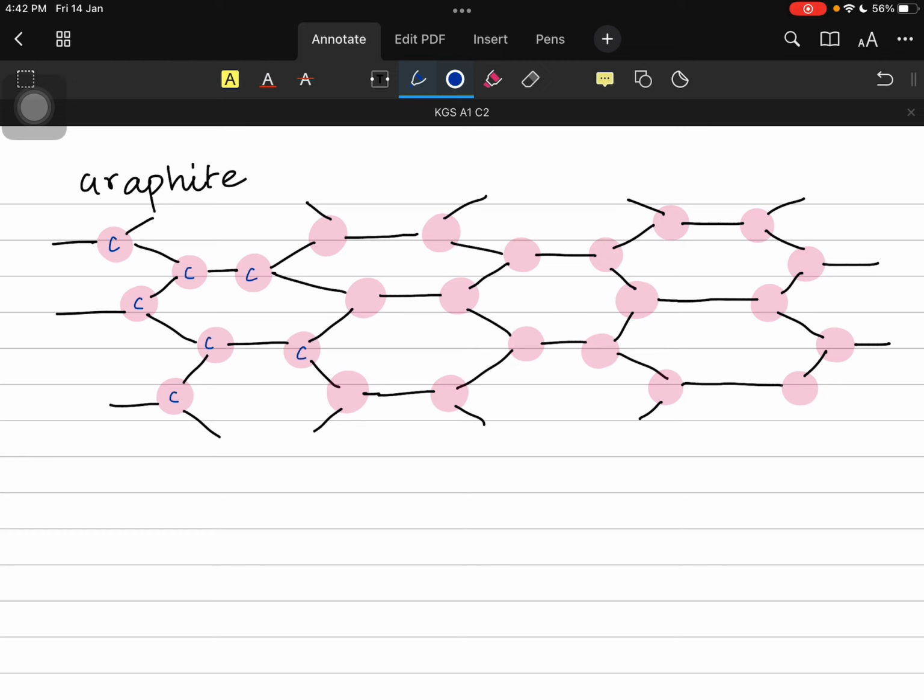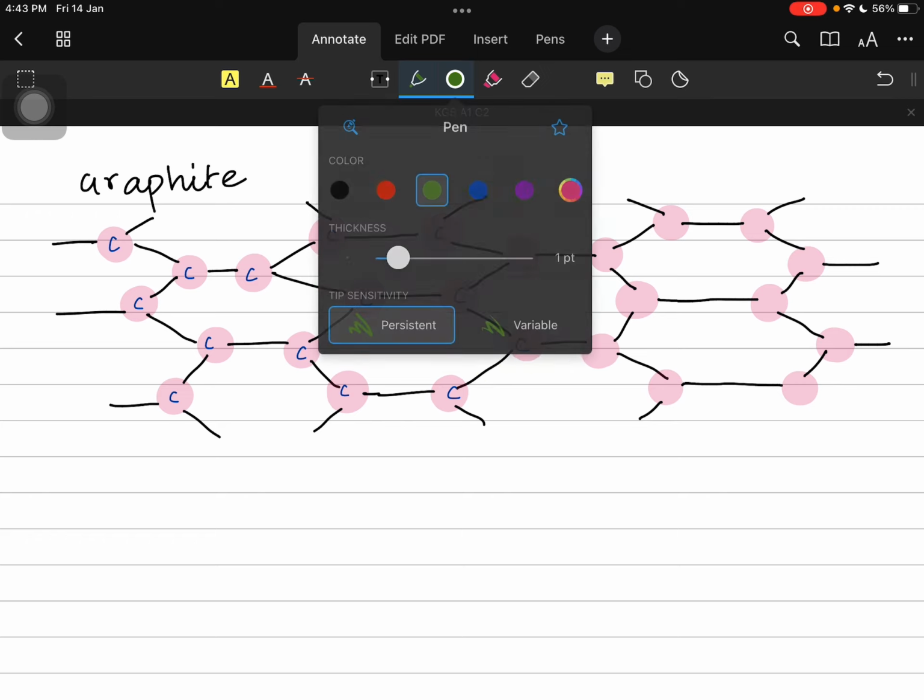If I label the carbon atoms, let's identify one over here. For example, I am going to be talking about this particular carbon atom. We can see it makes one bond over here, one over here, one over here. So it is making three covalent bonds. Similarly, this carbon atom also makes three covalent bonds, one over here, one over here, one over here. Similarly, this one over here, one with the right side, one over here. So each carbon is making three covalent bonds rather than four.